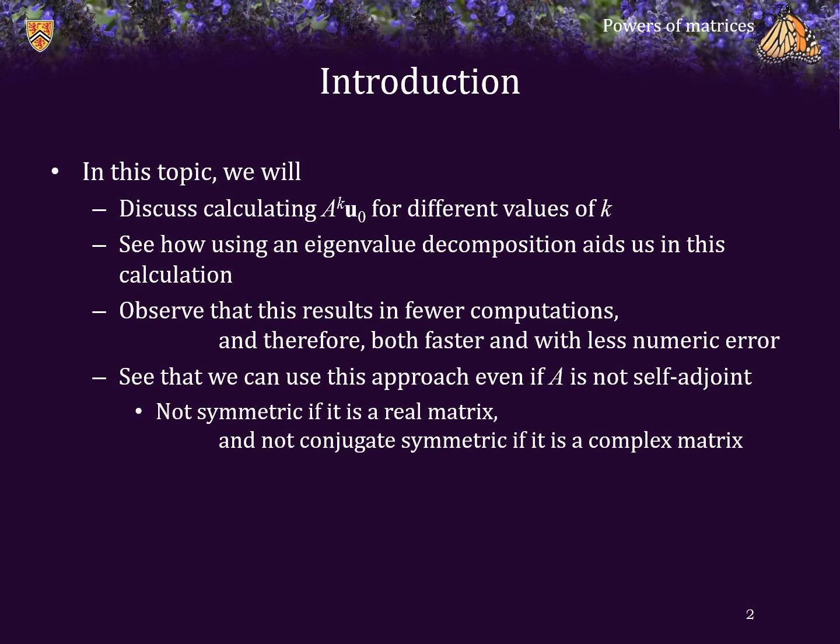That is, it is not symmetric if it is a real matrix, and it is not conjugate symmetric if it is a complex matrix. Because, as you will recall, if it is not self-adjoint, the matrix of eigenvectors is not going to be orthogonal or unitary.